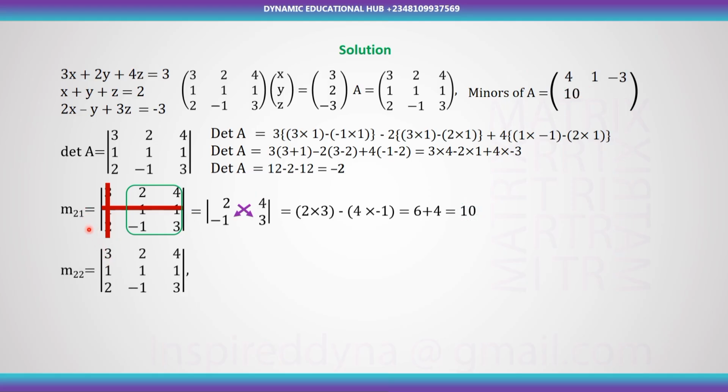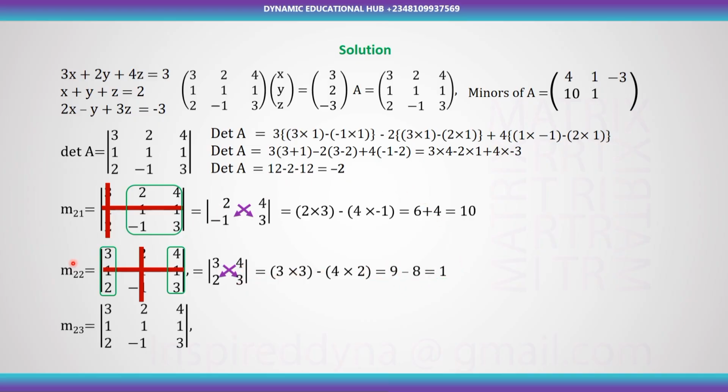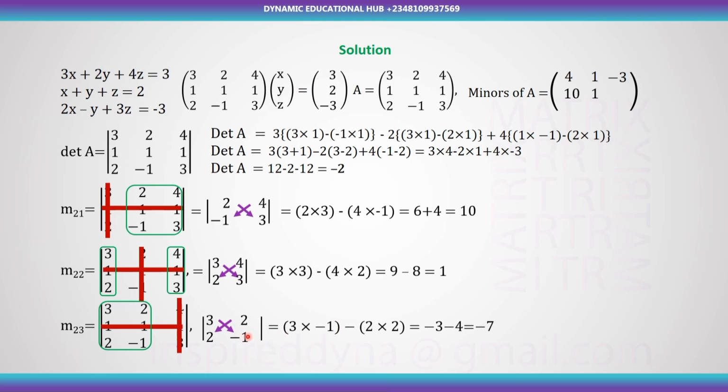The next one is second row and second column. You are left with this matrix. Find the determinant. 3 times 3, that is 9, minus 4 times 2, that is 8. 9 minus 8, that is 1. We have it here. The next one is to delete the second row, third column. You are left with this matrix. We can find the determinant. That is 3 multiplied by minus 1, and that is minus 3, minus 2 multiplied by 2, that is minus 4. Minus 3 minus 4, and that is minus 7. We have it over here.